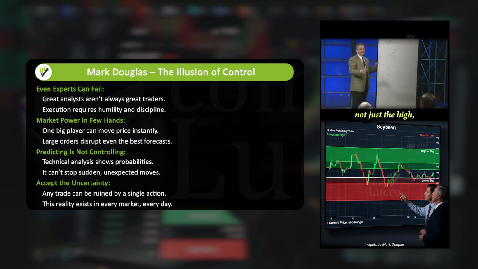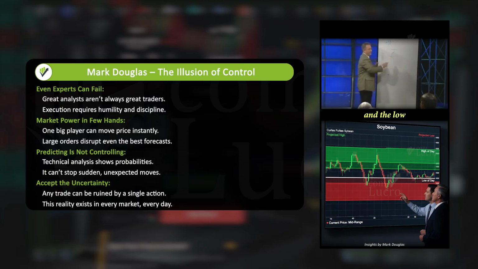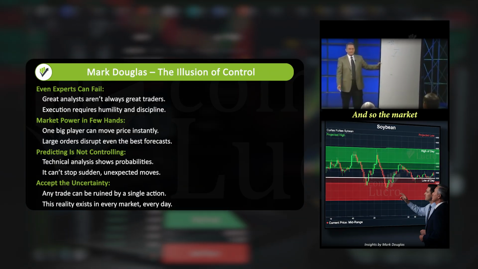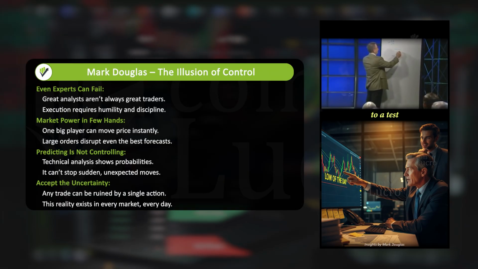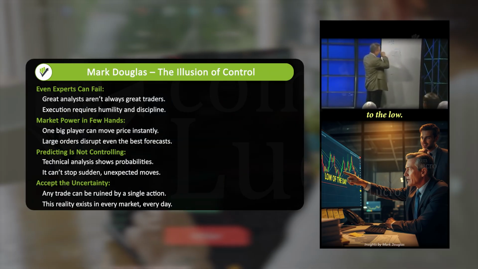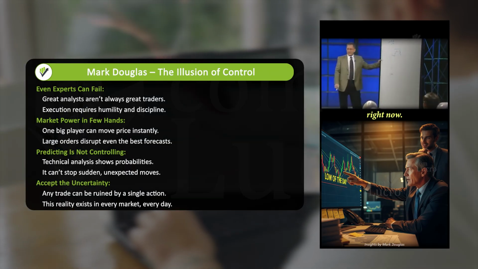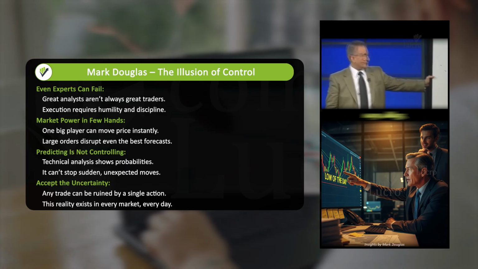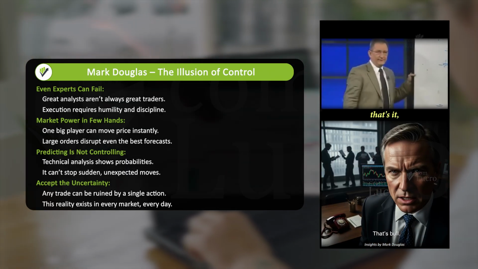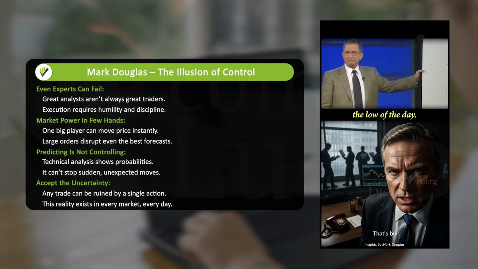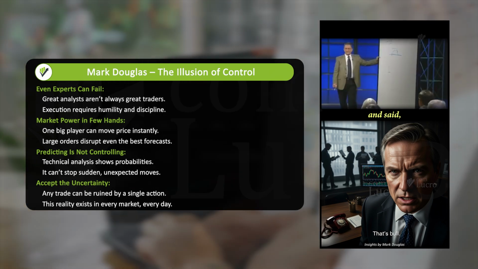Not just the high of the day and the low of the day, okay? And so the market drifted around, maybe did a little bit of a test of the high, coming down to the low, and they're both sitting there and they're both watching it right now. And the chairman of the board says, okay, so this is going to be the low of the day right here, right? The guy said, yep, that's it. Gets that price, it's the low of the day. Low of the day. And the guy looked at him and he said, that's bull.